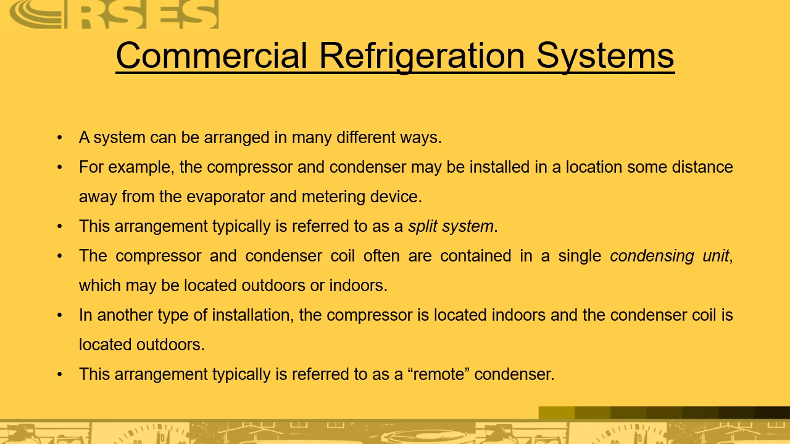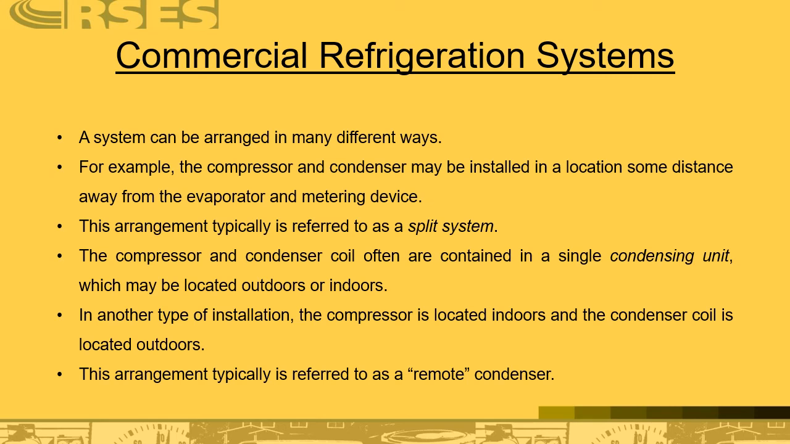A system can be arranged in many different ways. For example, a compressor and condenser can be installed in a location some distance away from the evaporator and metering device. This arrangement is commonly referred to as a split system. You'll deal with this in air conditioning, residential and commercial, a lot, as well as mini splits.